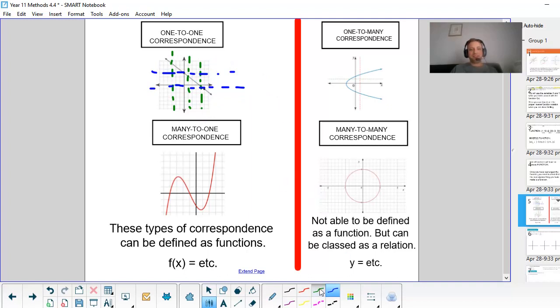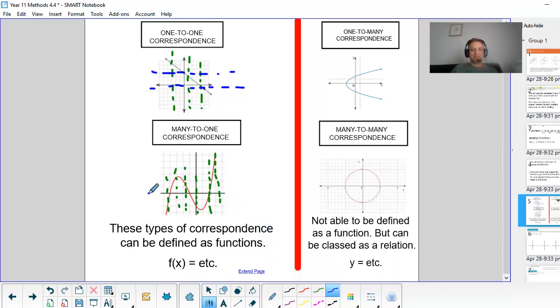Well, all you've got to remember is these green lines here. As long as my green line hits my graph once, it's a function. So this here is a function as well. I can classify it as a function. Okay, so everything on the left-hand side of this red line I've put here is a function. These two graphs are functions because it doesn't matter where I draw this green line. It only hits my graph once in one spot.